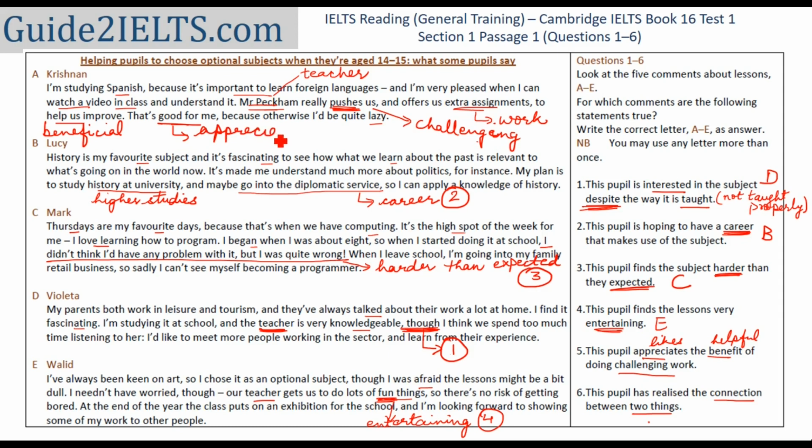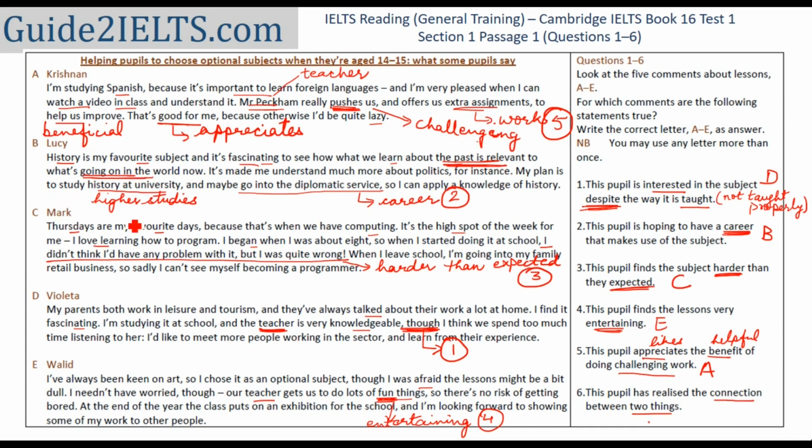The last one now, some connection between two things. History. Fascinating to see how what we learn about the past is relevant to what's going on in the world now. This could be the two things that are being talked about, the past and present. I'm not 100% sure, so I'll continue to scan. Made me understand about politics, and the rest we have already read, that the student plans to go to university.